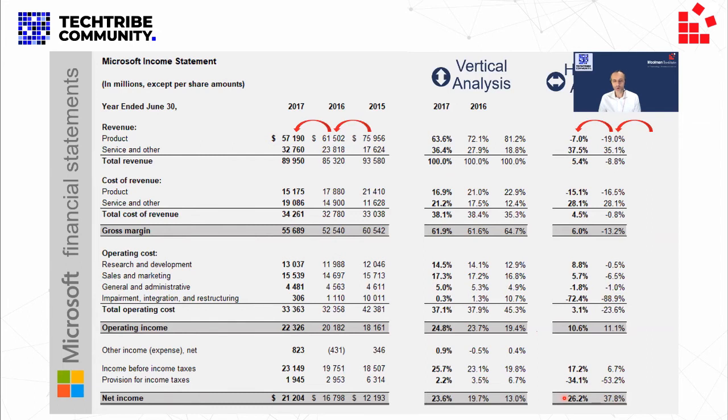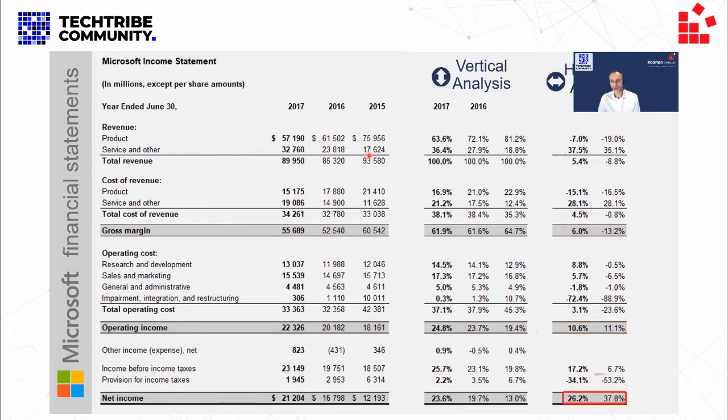So all in all, it seems that Microsoft had a strong financial performance in the past year, the 2017 financial year, and more than that, the financial performance improved versus the previous year. So you can see the value of doing vertical and horizontal analysis if you have income statement information available for multiple years for a business.